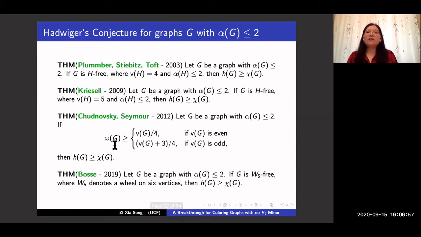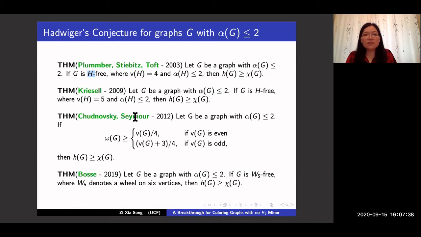The next family here is the most interesting one for a reason: graphs with independence number at most 2. Many researchers believe that if Hadwiger's conjecture fails, it would fail for such families. The counterexample would be here. For this special family, if you exclude a graph on 4 vertices with independence number at most 2, then Hadwiger's conjecture is true for such graphs. And later, Carter extended it to graphs on 5 vertices with independence number 2.